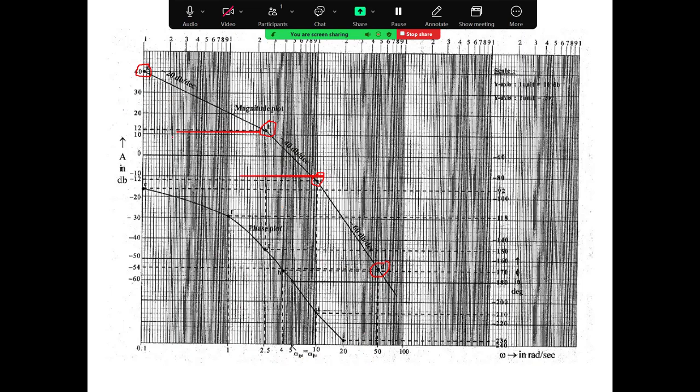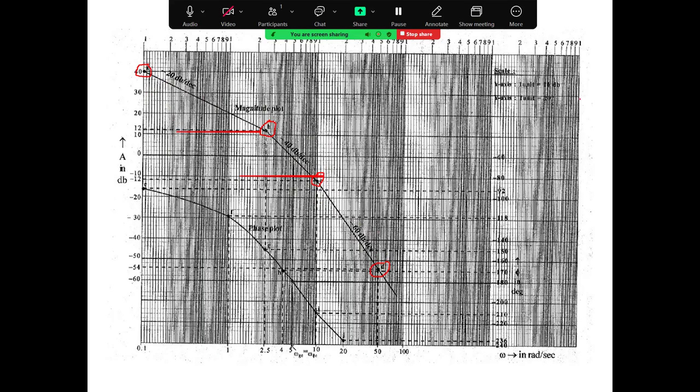But on the magnitude plot, we must represent how much change in the slope from one corner frequency to the another corner frequency. So initially, what is the change in the slope? Minus 20 decibels per decade. Next, from 2.5 to 10, how much it is? Minus 40. From 10 to 50, how much it is? Minus 60 line. So just we can connect all the lines and we have to represent the magnitude slopes on the magnitude plane.